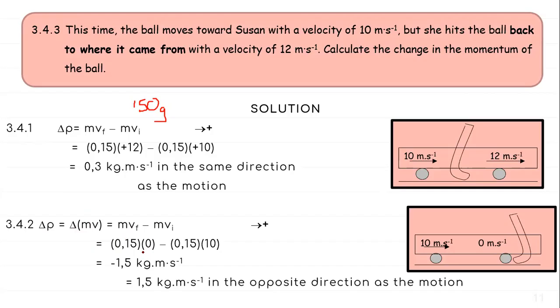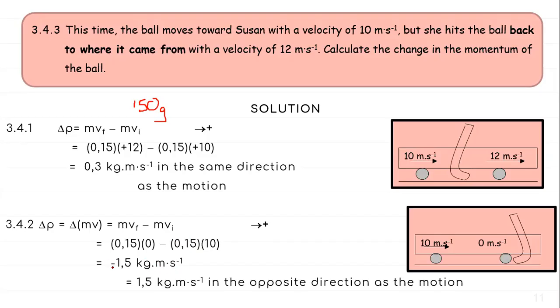Now here I cannot substitute any sign. Why? Because if an object comes to rest, it's not moving in any direction. Minus the mass is 0.15 kilograms and the initial velocity is 10 meters per second when it was coming towards her. Then when you perform the calculation, you find that you get negative 1.5 kilograms dot meter per second.